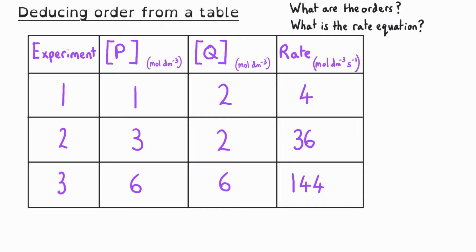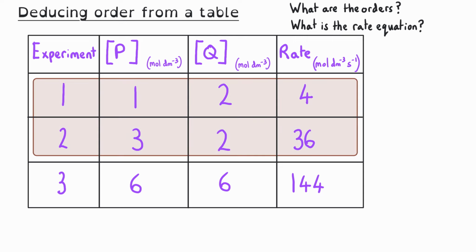In this table, we're being shown repeated experiments for the reaction between chemical P and Q with different starting concentrations of the reactants for each experiment. And we're being shown different rates of reaction each time, and we need to use the information to work out what the order is with respect to P and Q and what the overall rate equation is.